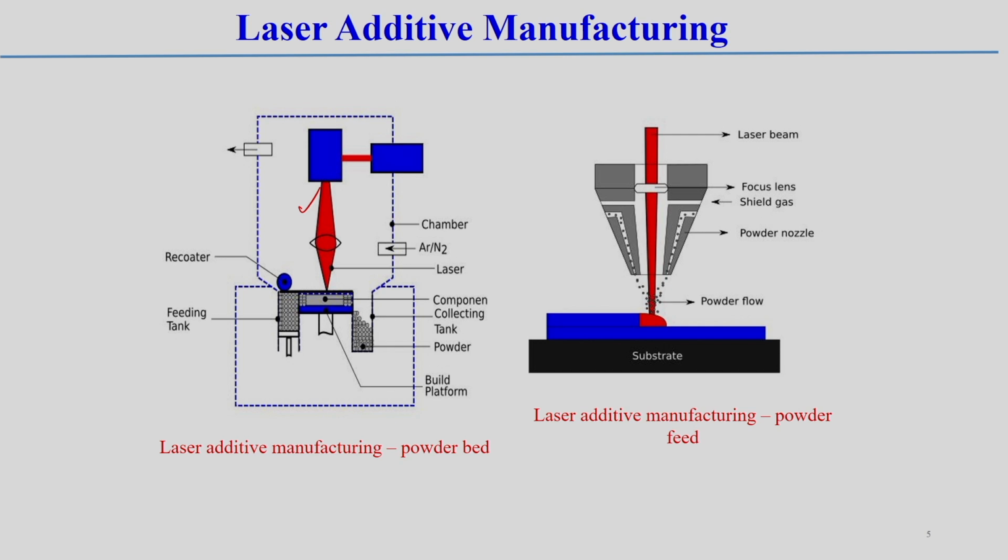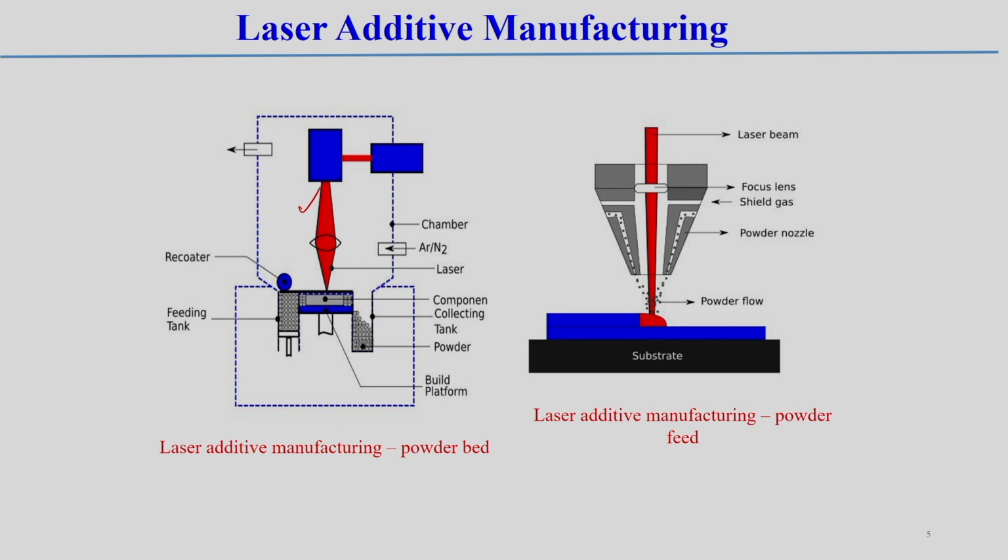But what are the differences from an application point of view? In powder feed based technology there is no such restriction on the size of the component. It is open, so in whichever direction we move, we can develop the component by layer by layer deposition. But the size of the component is limited in powder bed based technology, because it depends on the size of the chamber. The same thing happens in the electron beam process also, because the component size is limited by the size of the chamber.